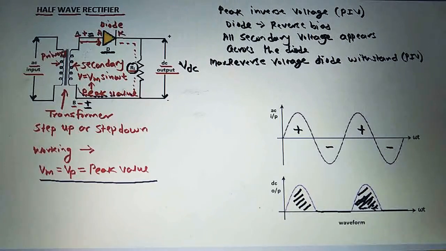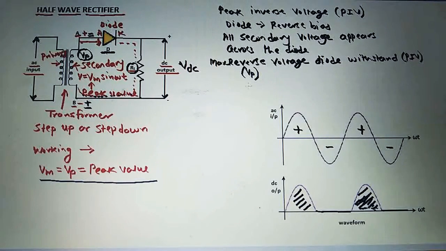So see in this figure here, the maximum voltage across the secondary winding of the transformer is Vm or Vp. If we consider Vp as the maximum or peak voltage of the secondary, this secondary voltage appears across the diode during the negative half cycle when the diode is in reverse bias. So this is the maximum reverse voltage the diode can withstand. So Vp is what? It is the peak inverse voltage.